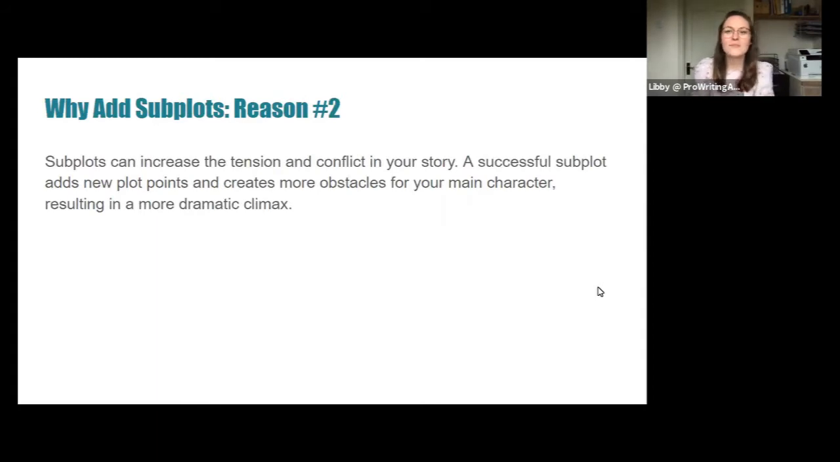So reason number two, subplots can increase the tension and conflict in your story. A successful subplot adds new plot points and creates more obstacles for your main character, resulting in a more dramatic climax. If they've just gone from A to B to C and you've got them through your main plot, then there will be lots for your reader there. They'll be able to follow them as they go through their journey. But if you add subplots, if you add curveballs that they have to deal with, or other characters that they have to come across and interact with to reveal new elements of their own character, it's going to really bring your reader closer to your main character and to your main plot as well.